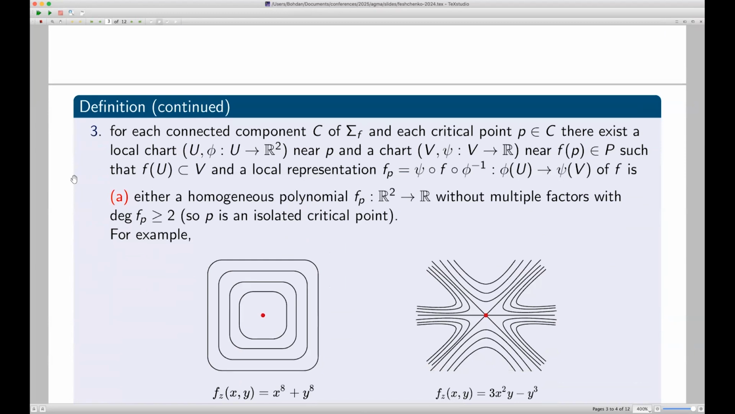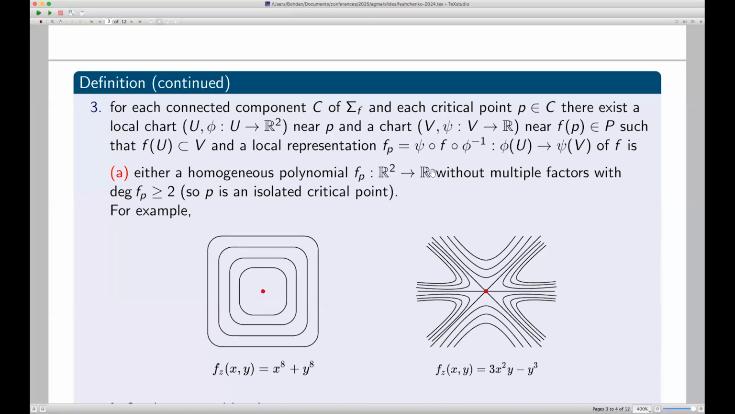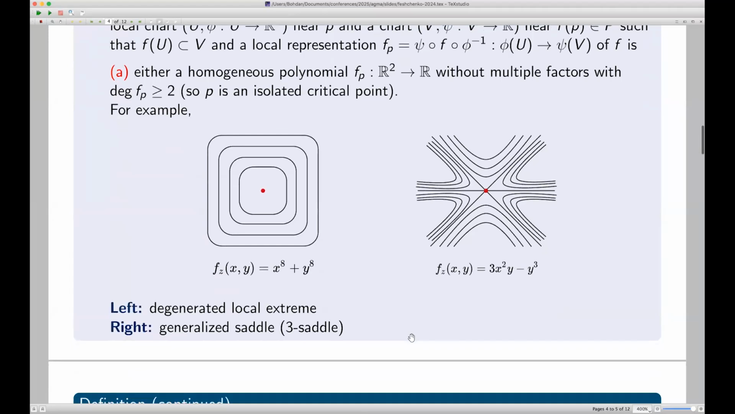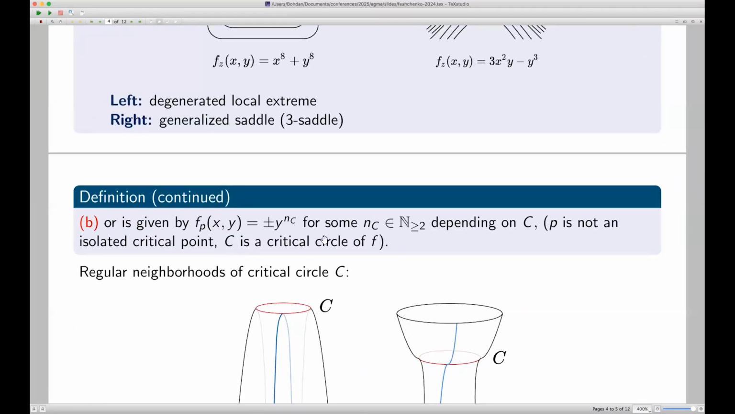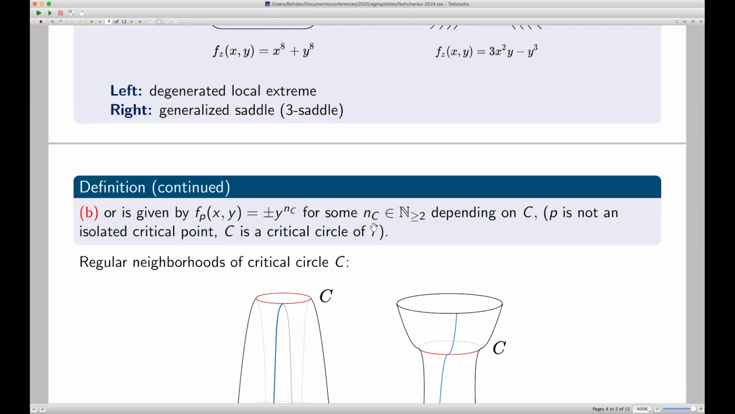for each connected component C of this critical set, and each critical point p in C, a local representation f_p of f with respect to some charts near p and near f(p) is either a homogeneous polynomial f_p without multiple factors, for example this one, or this local representation is given by this formula for some constant and c depending on C.